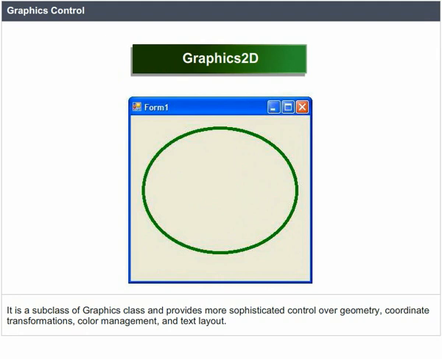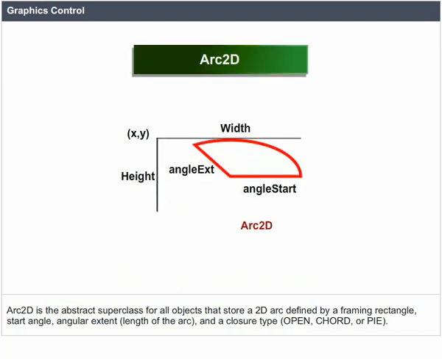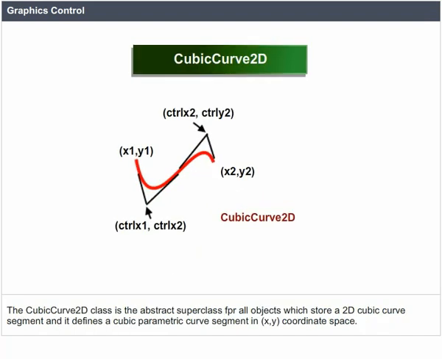Arc2D. Arc2D is the abstract superclass for all objects that store a 2D arc defined by a framing rectangle, start angle, angular extent, length of the arc, and a closure type: open, chord, or pie. CubicCurve2D. The CubicCurve2D class is the abstract superclass for all objects which store a 2D cubic curve segment, and it defines a cubic parametric curve segment in x-y coordinate space.